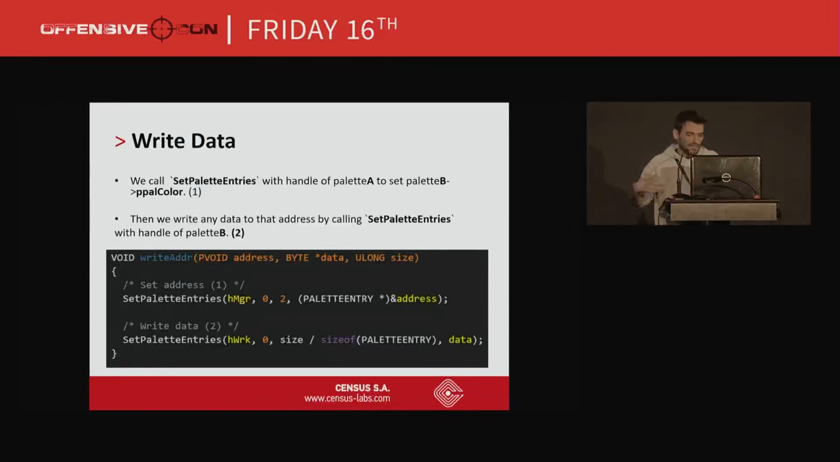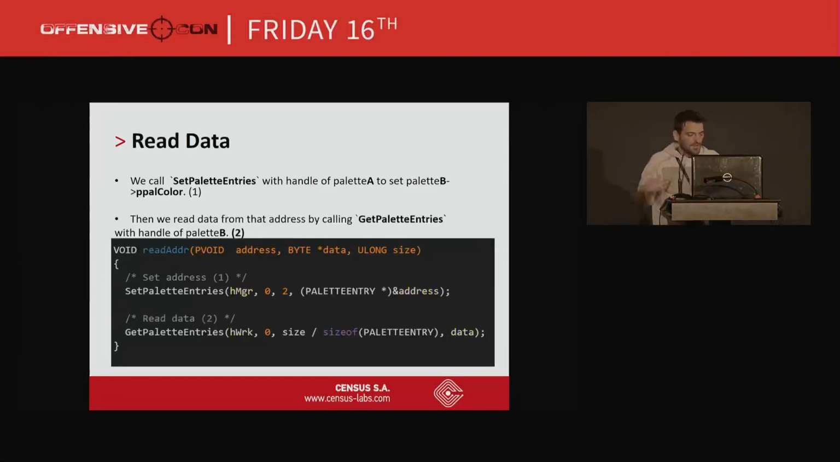Once we do that, we can write any data to any address by calling the set palette entries function with the handle of palette A to set the pal color of palette B, and then we can write any data to that address by calling set palette entries with the handle of palette B. Likewise, we can read from any address by calling, again, set palette entries with the handle of palette A to set the pal color member of palette B, and then we can read from that address by calling get palette entries with the handle of palette B. So I hope that it's clear.